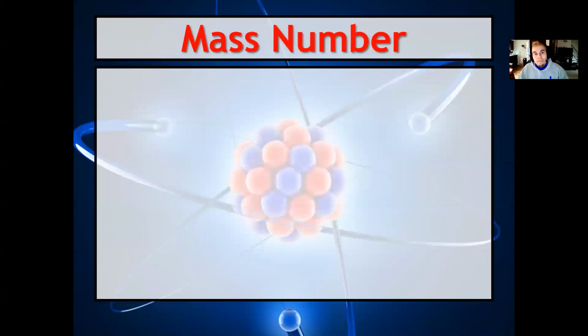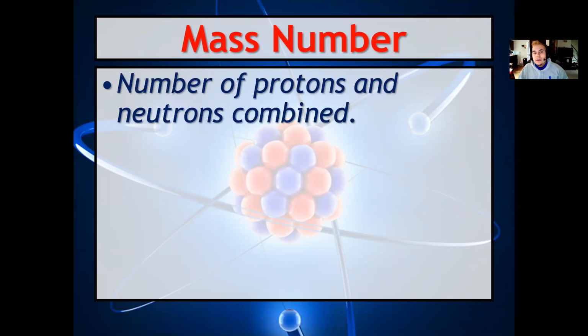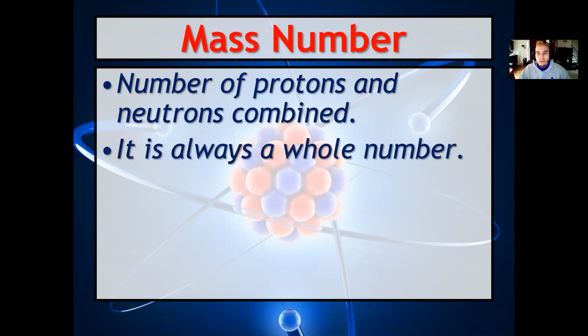Okay, so we're going to look here, the mass number. Mass number is the number of protons and neutrons combined. So if you know what the atomic number is and you know what the mass number is, if you find the difference of those two, you're going to find out how many neutrons are in there. So again, that number is always going to be a whole number, the mass number.